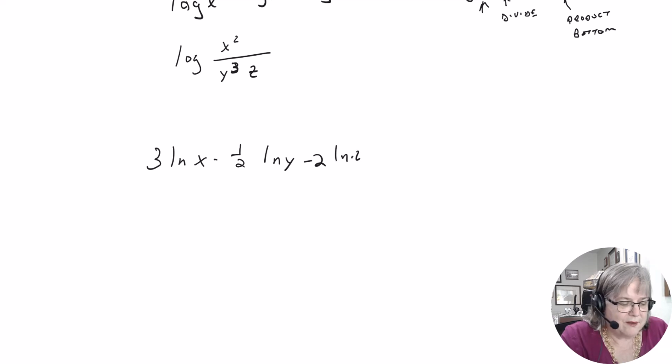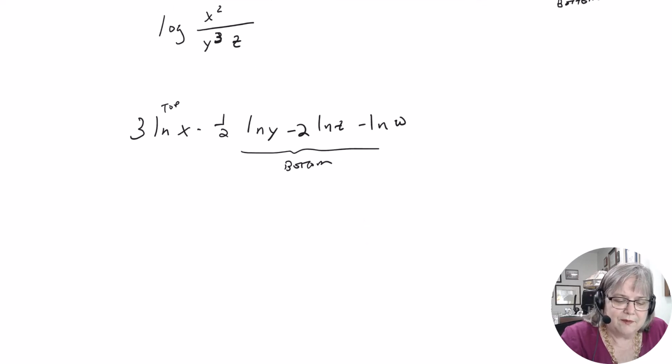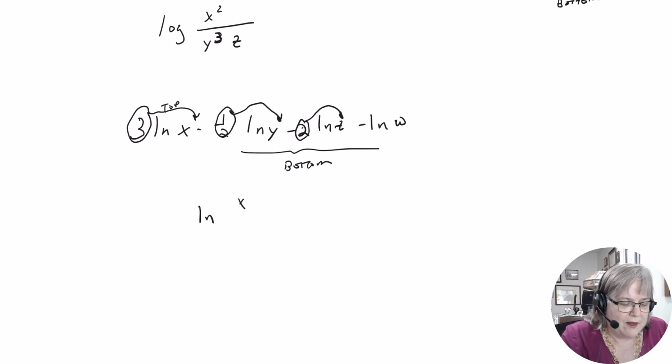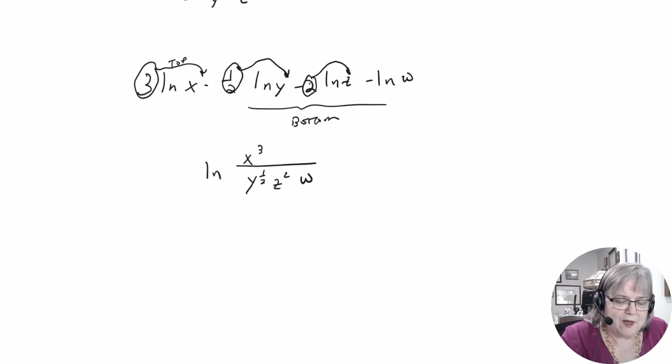So what if you have 3 natural log of x minus 1/2 natural log of y minus 2 natural log of z minus the natural log of w? So this one is going to be in the top, and these 3 are all divided out, so they're going to be in the bottom. So I would have the natural log. This 3 is going to pull up. This 1/2 is going to pull up. This 2 is going to pull up. So you would have the natural log of x cubed over y to the 1/2 z squared w. And you could change the 1/2 to the square root if you want.